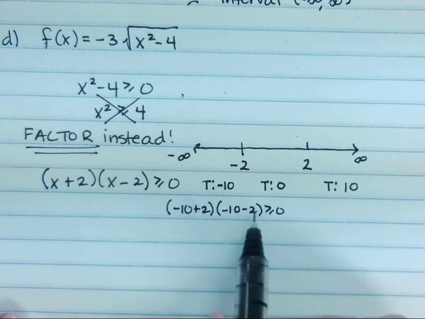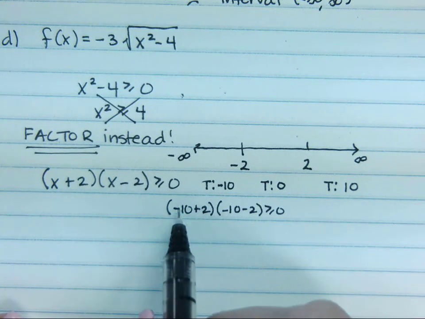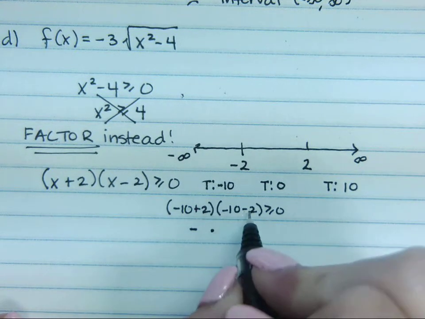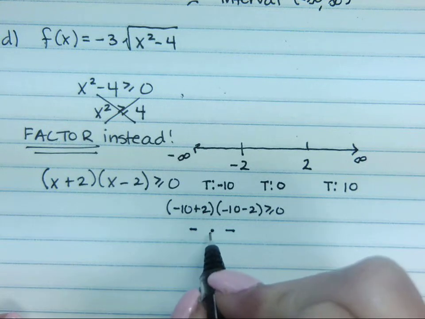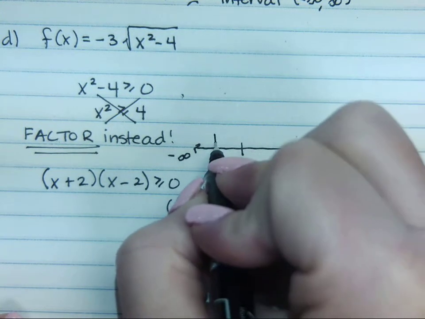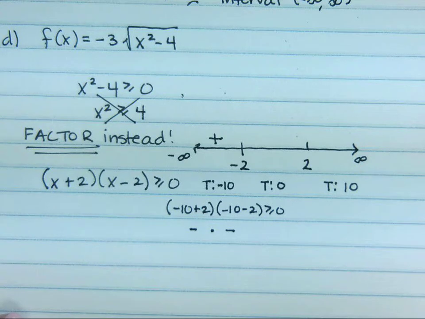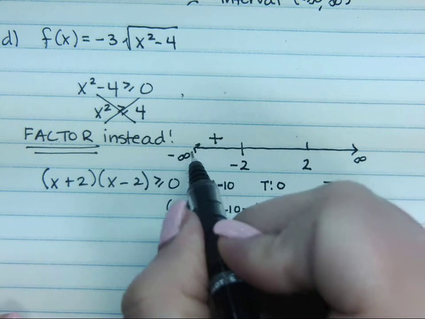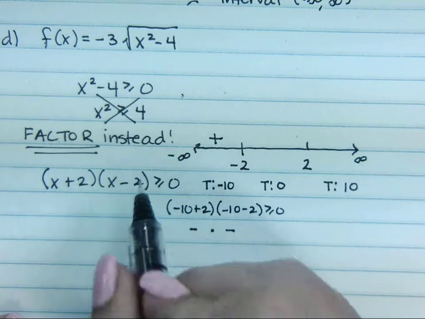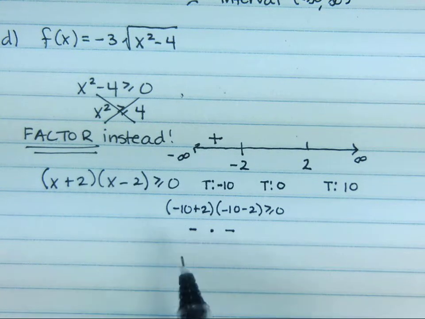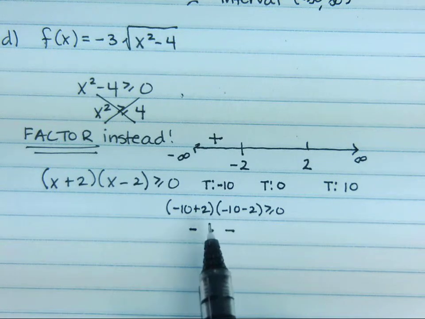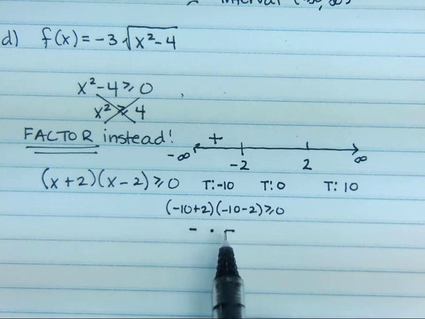Now you can do it on your calculator, or you can just do the math and think, this right here is going to be a negative number times another negative number, and a negative times a negative is positive, which means that this is going to be one of my true statements. This is going to be one of my intervals that if I pick any number in here will make that inequality true. You can actually do the math and say negative 8 times negative 12 and figure out what number that is, but regardless, a negative times a negative is greater than or equal to 0.